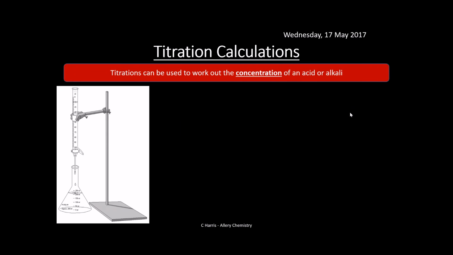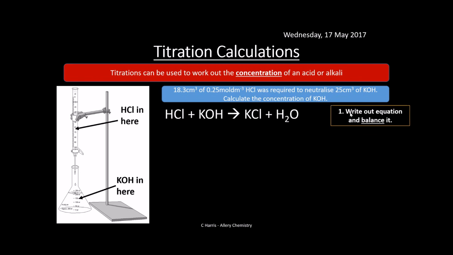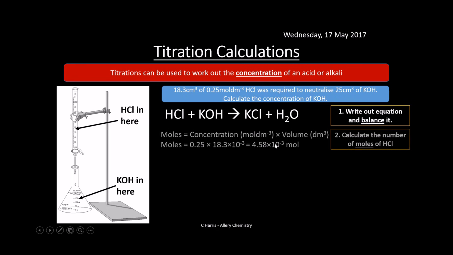Okay, so let's have a look at some calculations. Titrations can be used to work out the concentration of an acid or alkali. Let's have a look at an example. 18.3 centimetres cubed of 0.25 moles per dm cubed HCl was required to neutralise 25 centimetres cubed of KOH, potassium hydroxide. Calculate the concentration of potassium hydroxide. The first thing we need to do is work out our overall equation. We've got hydrochloric acid in this example and potassium hydroxide. So here's the reaction. Write out the equation and make sure it's balanced. In this case, it already is.